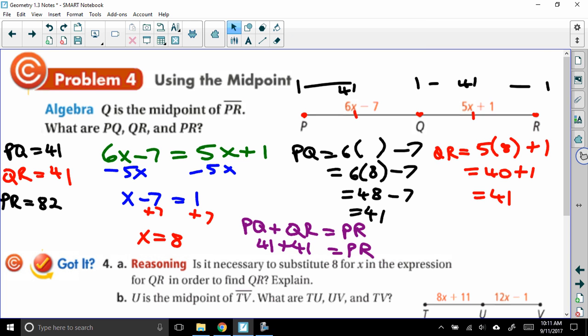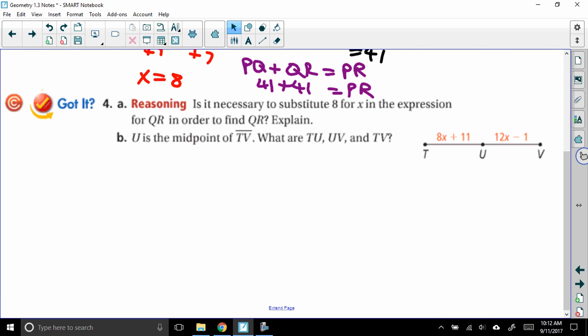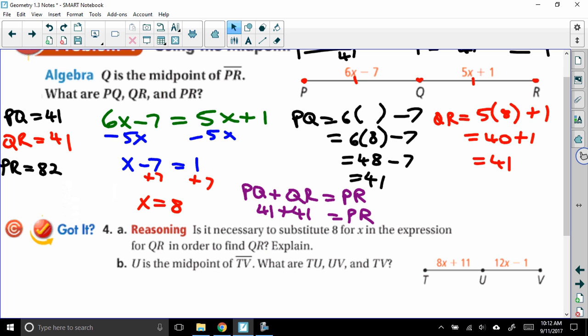Okay. I think most of you probably understand that without having to write all that up. But just to be clear, that's where the PR comes from. All right. Next question: is it necessary to substitute 8 in for x in the expression for QR in order to find QR? That's an interesting question.